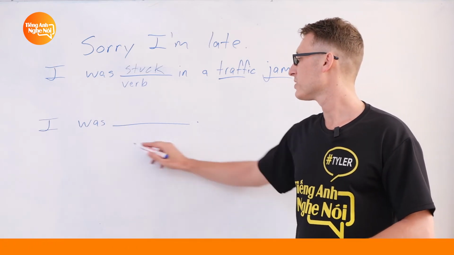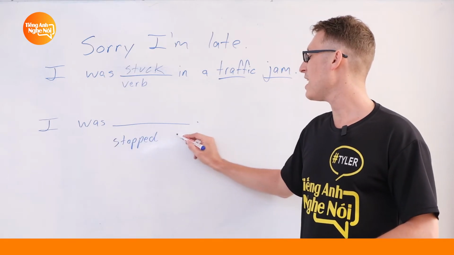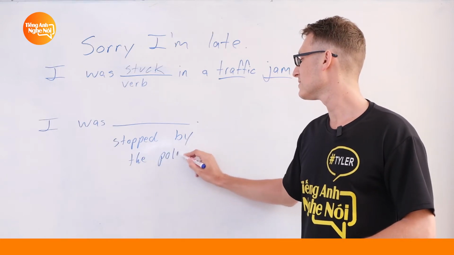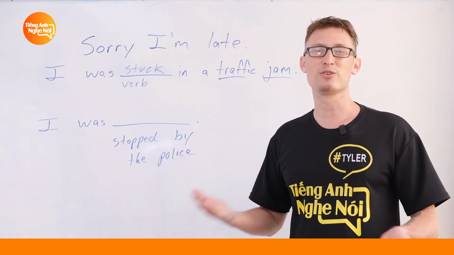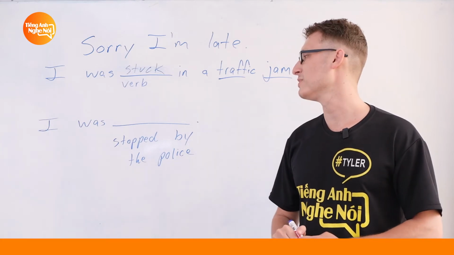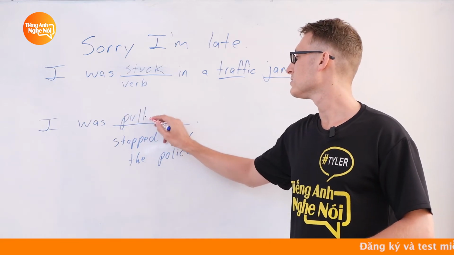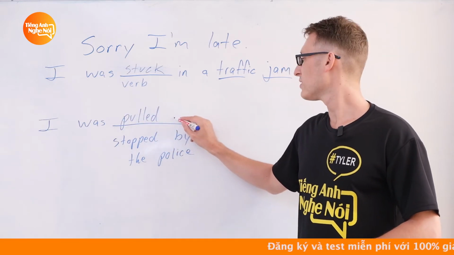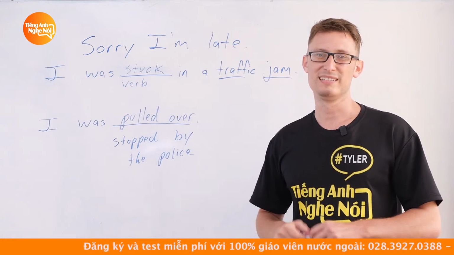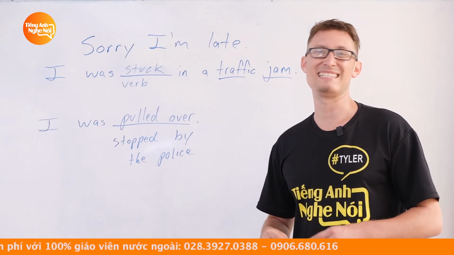Now, what do you say when you are stopped by the police? When you're driving your motorbike and you are stopped by the police, what would you say? You could say, I was pulled over. I was pulled over. I don't know if any of you have been pulled over, but it's not very fun.